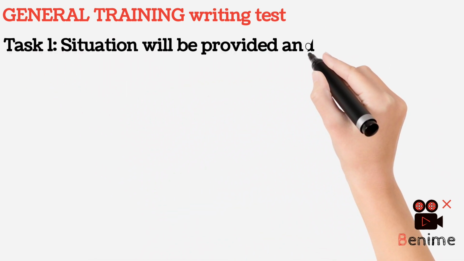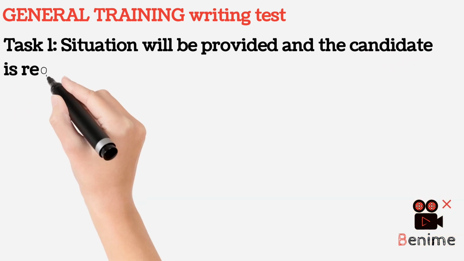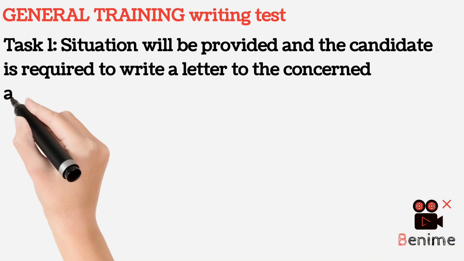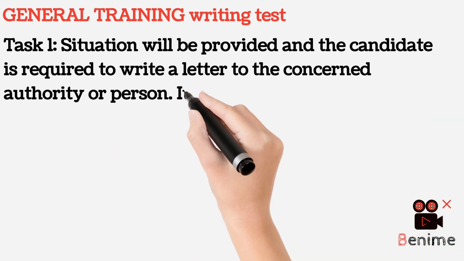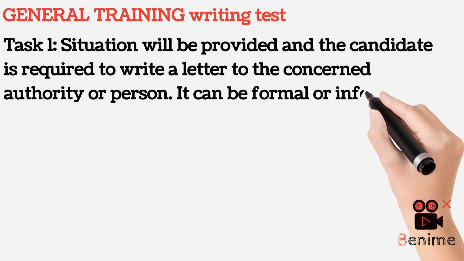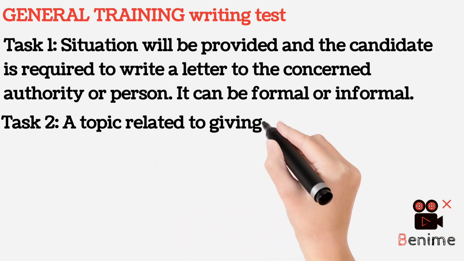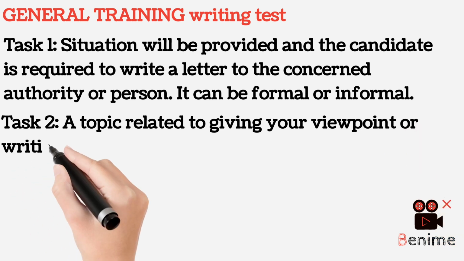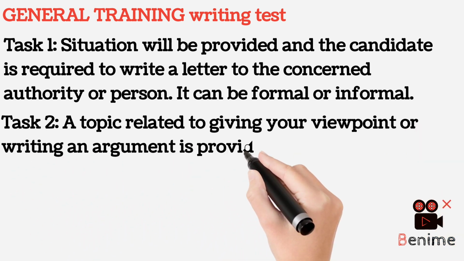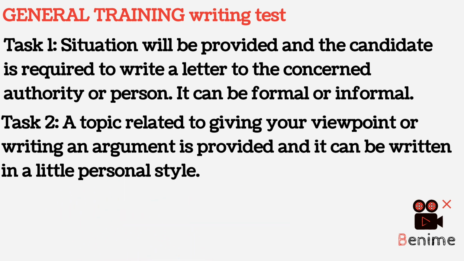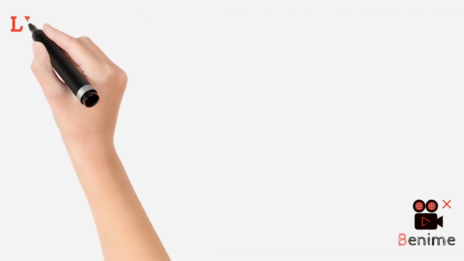Okay, so your general training writing test. If we talk about the general test, your task 1 will be a situation given to you, and the candidate is required to write a letter to the concerned authority or person. It can be formal, it can be informal too. Now, in your task 2, a topic will be given related to giving your viewpoint or writing an argument. It can be written in a little personal style as well, right?